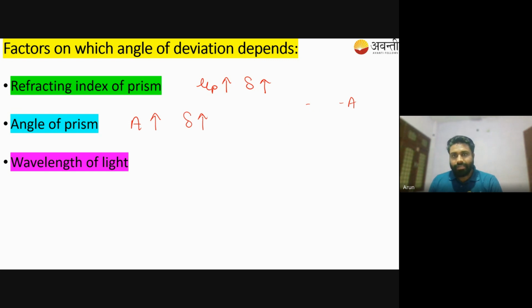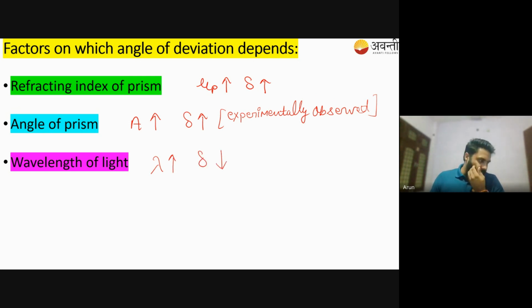What I am telling you is the practical observation. It is experimentally observed. Okay. What about the wavelength of light? If the wavelength of light increases, the delta will decrease. Okay. Got it? So these are the three relations that you will keep in your mind.